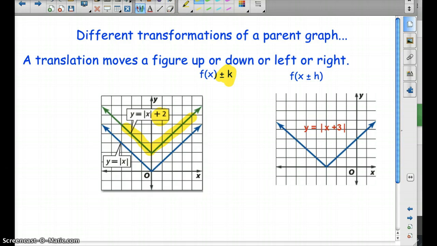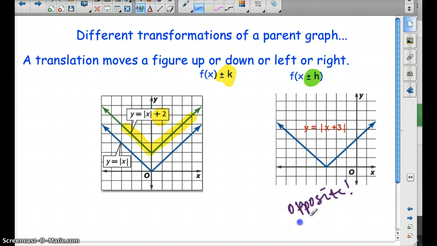And when we add or subtract a value inside the function, like here, inside the absolute value bars, we shift it left or right. And this one you always have to remember is opposite of what you think, opposite the sign. It has to do with the vertex form, which I can get more into in class. But it has to do with setting it equal to 0. And so here we had x plus 3.